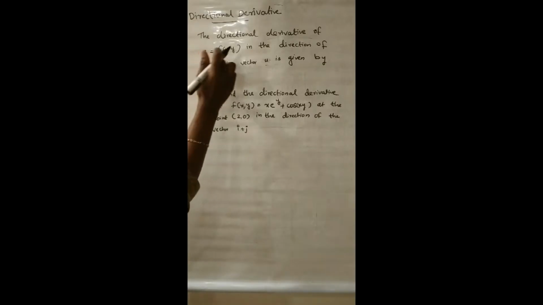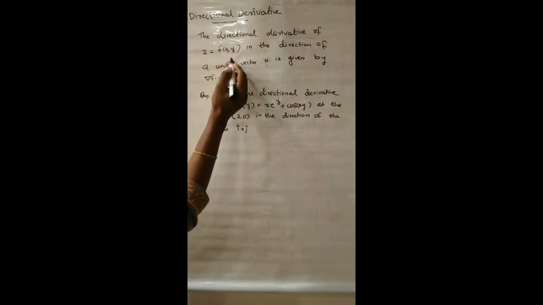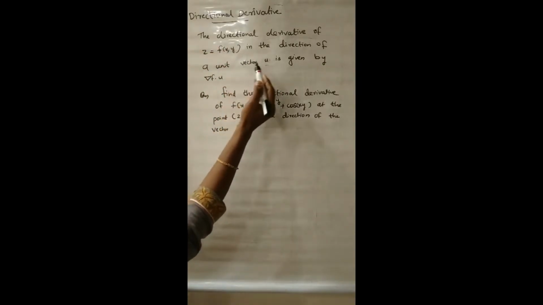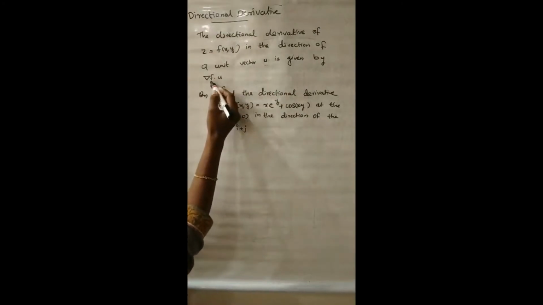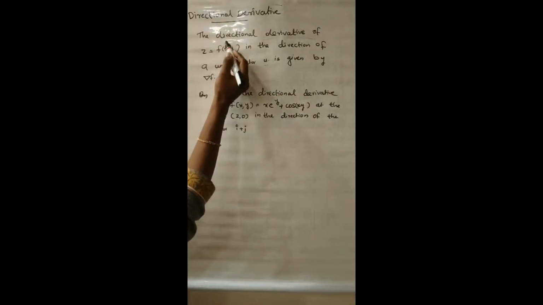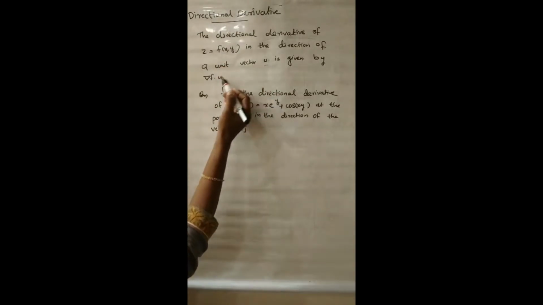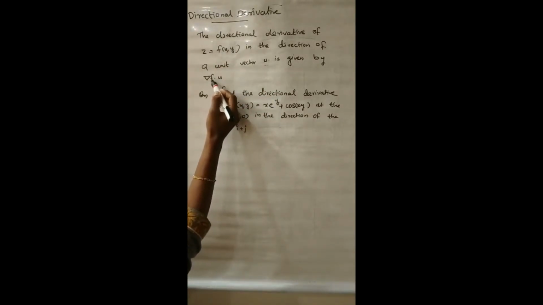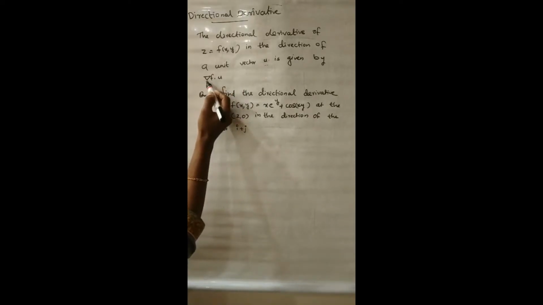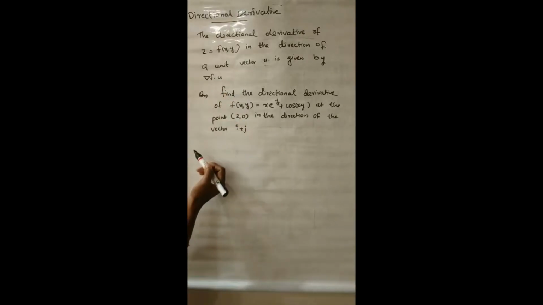We are discussing the directional derivative. The directional derivative of z equal to f of x y in the direction of a unit vector u is given by del f dot u. The directional derivative of a function f in the direction of a unit vector u is given by del f dot u. So this is the formula for finding the directional derivative, del f dot u. That means the gradient of f dot the unit vector. This gives the directional derivative of the function f.